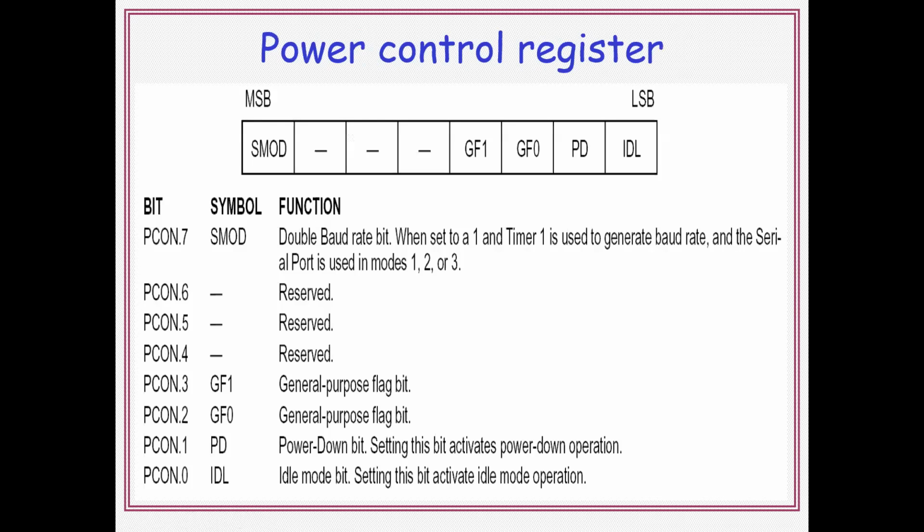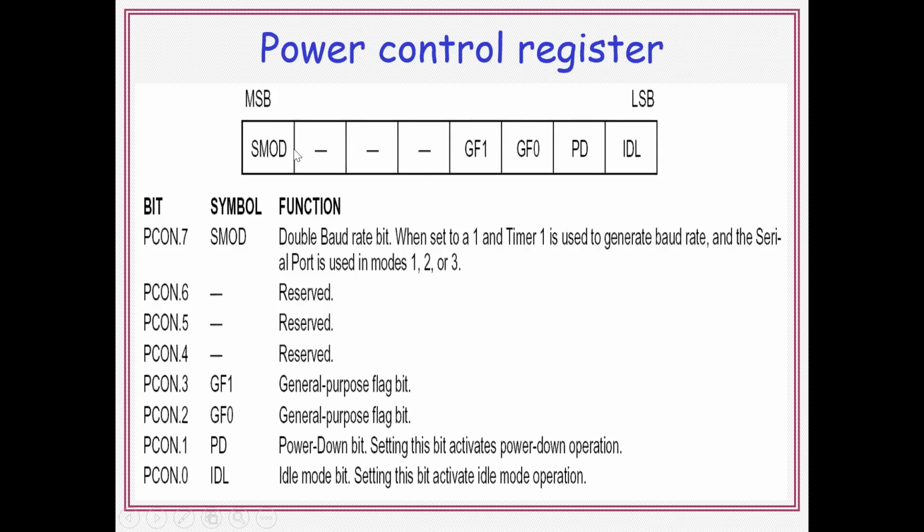In the power control register, we already discussed the SMOD bit. GF1 and GF0 are general purpose flags. These flag bits are not available on the 8051; they are reserved for future purposes. Only 3 bits are available. One is PD, which indicates the power down bit. Next is IDL, which indicates the idle mode bit. So idle mode, power down mode, and SMOD.